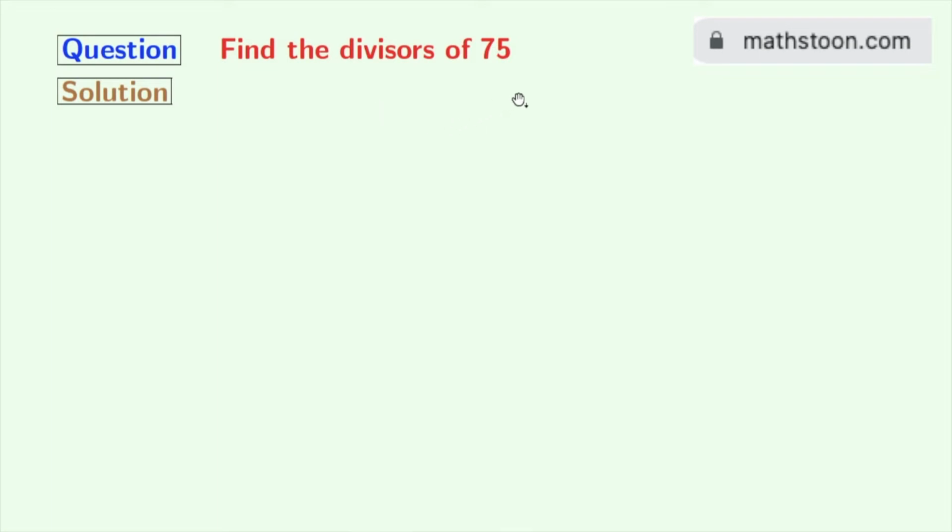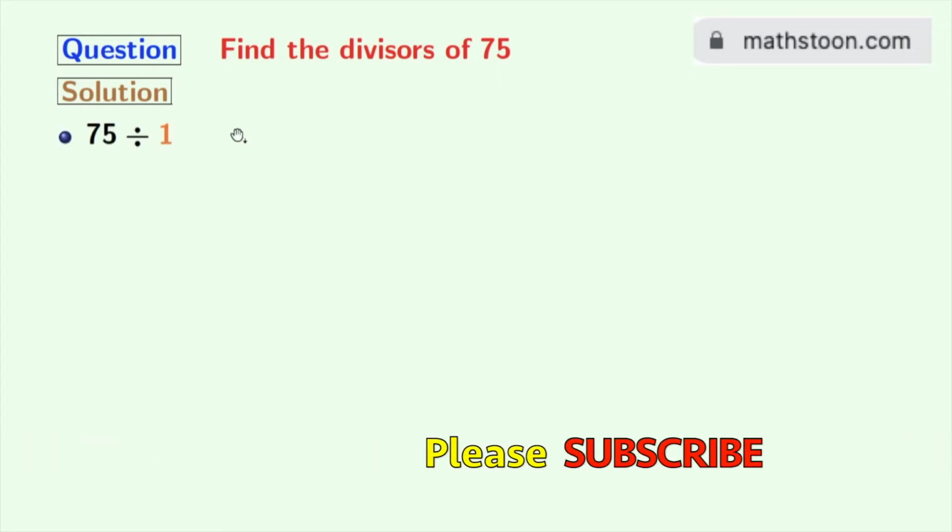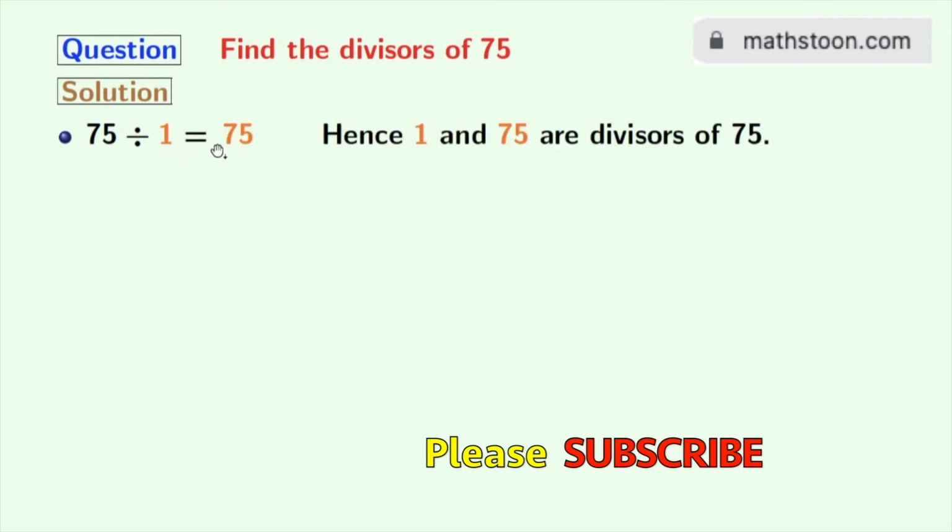Firstly, we will find all the possible ways in which we can divide 75. We will start from 1. 75 divided by 1 is 75. So 1 and 75 are the divisors of 75.